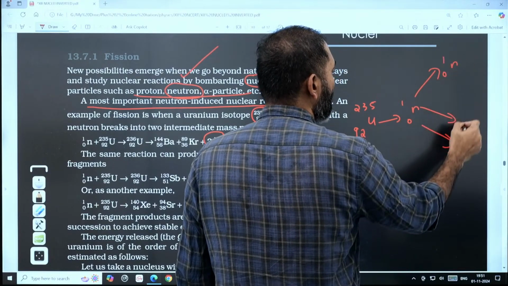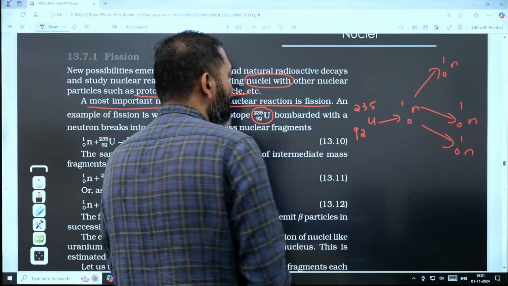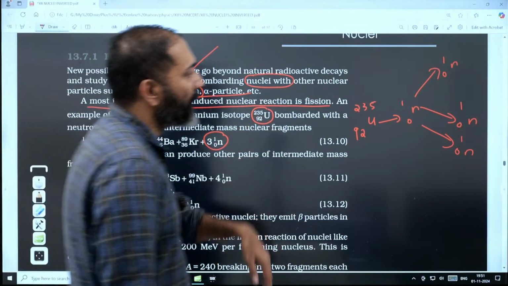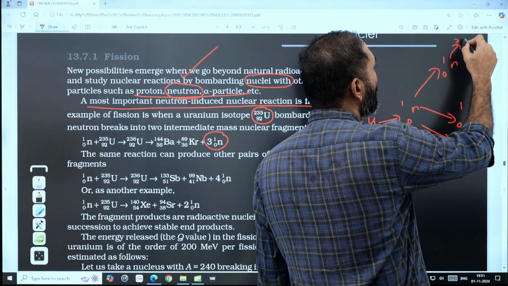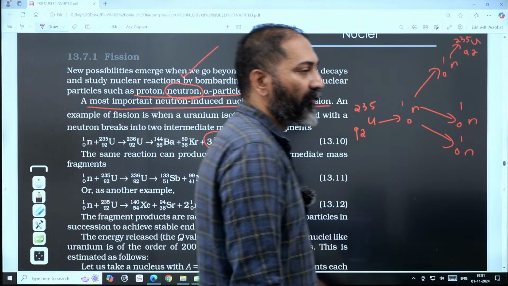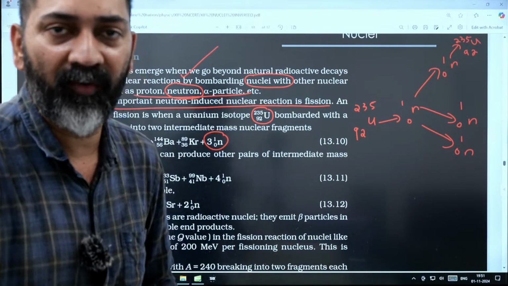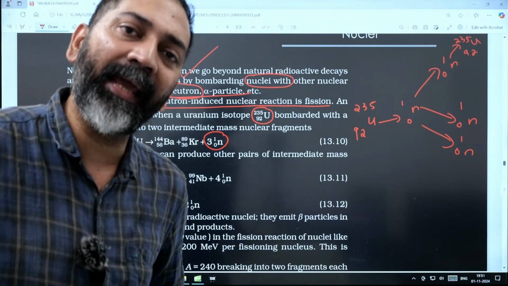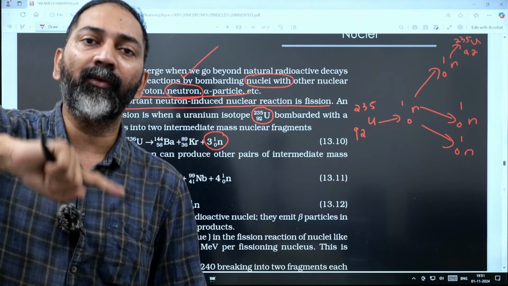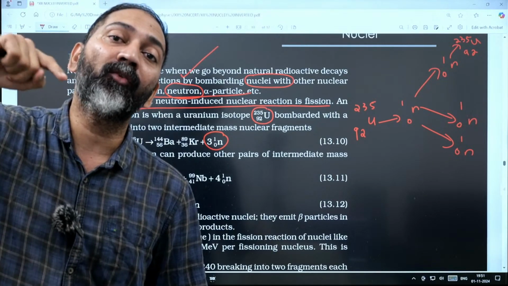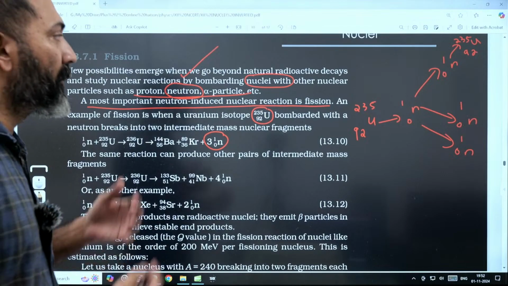That is the reason why you are seeing 3 and 0n1. These 3 neutrons will induce reactions on 3 different uranium atoms. So from 1 neutron-induced reaction, we are releasing 3 neutrons, and those 3 neutrons will again induce reactions on 3 different uranium atoms. So from 1 to 3, 3 to 9, 9 to 27, 27 to 81, 81 to 243. It goes on like that.